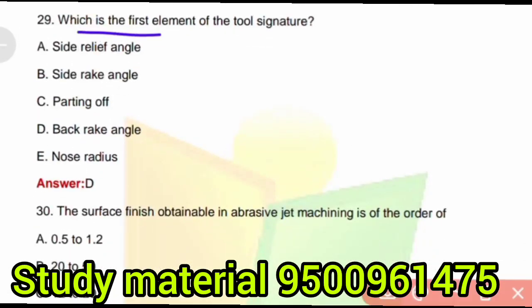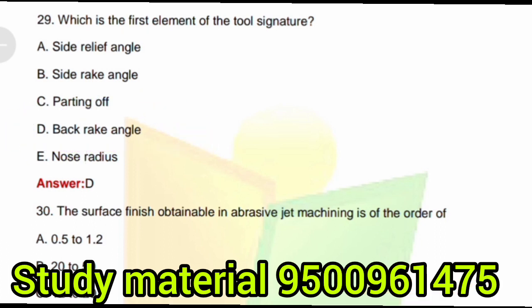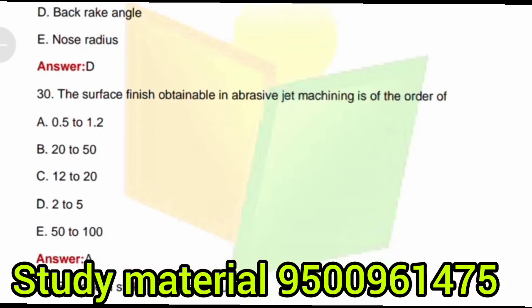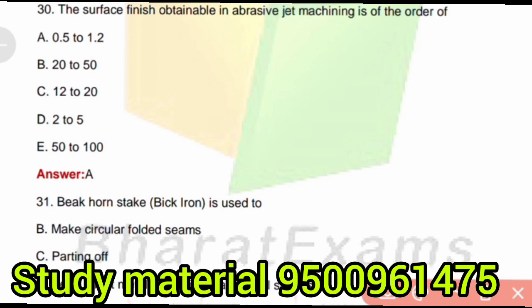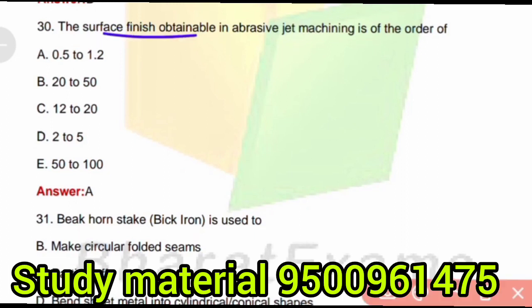Which is the first element of the tool signature? Option D, back rake angle. The surface finish obtainable in abrasive jet machining is of the order of 0.5 to 1.2.